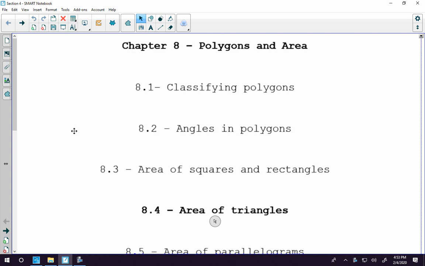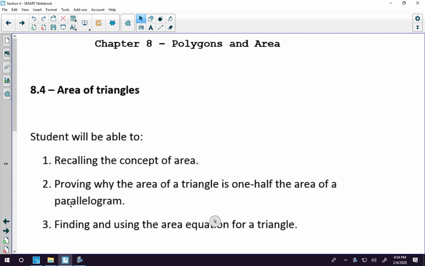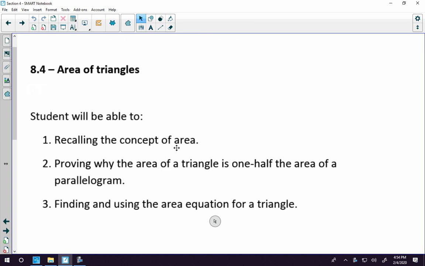Let's turn to the objectives page. First and foremost, we'll probably skip it, but the first objective is recalling the concept of area. I just kind of talked about that. Area is the space inside of a two-dimensional space figure. Second objective, proving why the area of a triangle is one half the area of a parallelogram, or a rectangle, if you will, or a square, by the way. And third, finding and using the area equation for a triangle.